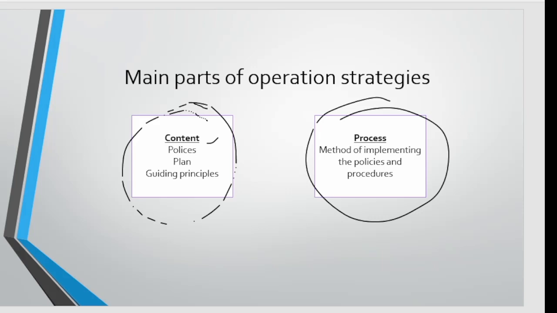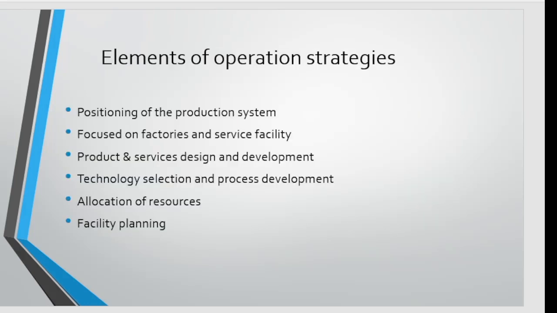In process, we generally check with our benchmark, whether it's achieving or not. What will be the failure? What's the efficiency? All these things we are considering in our process. It's the day-to-day decision making process. These are some elements of operation strategy.